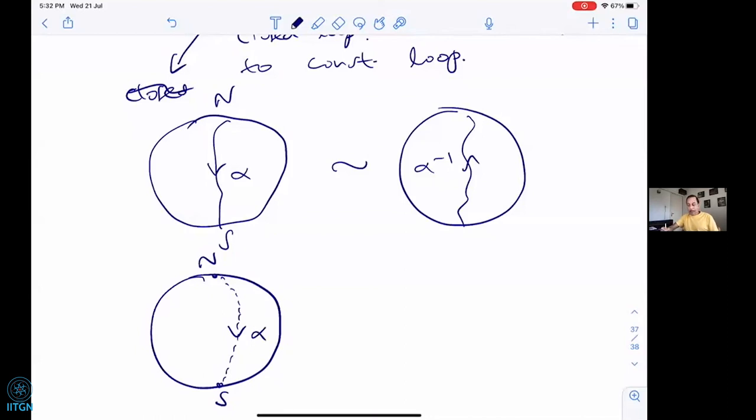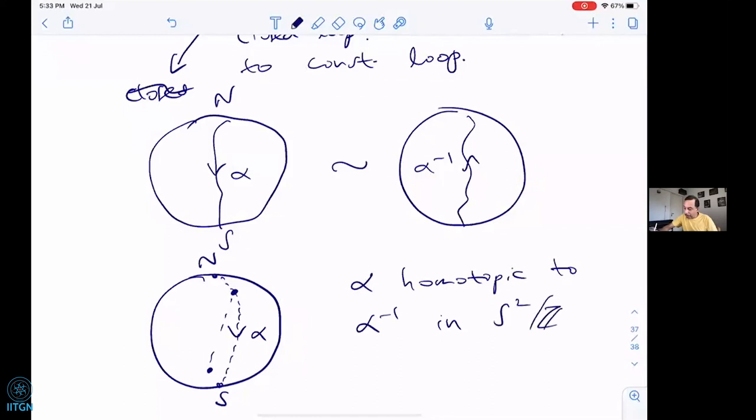This is still alpha. But now look at the antipodal map. Antipodal map says that every point on the back of the sphere up here is equivalent to the corresponding point on the front of the sphere down here. So as I trace alpha, going down like this, under the antipodal map, I'm basically going up like this and up. That's important. I'm going in the upward direction. Okay, and that's this. So we've just deformed alpha into alpha inverse in this special space S2 mod Z2. Okay, so we see that alpha is homotopic to alpha inverse in S2 mod Z2. And therefore, alpha star alpha is equal to the identity.